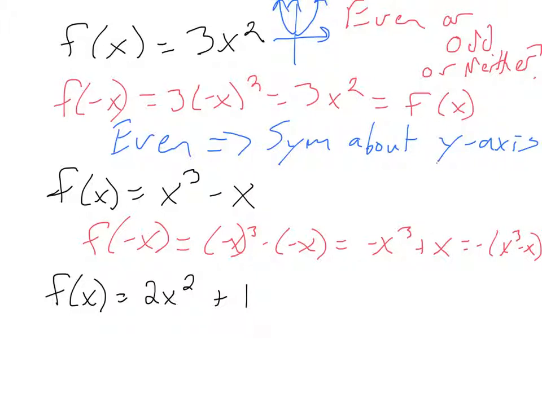So for this first one, if we evaluate f of negative x, we get the following expression. If we simplify this, negative x cubed is negative x cubed because it's an odd power. These two give me plus x. And if I factor out a negative, we see it's the exact opposite of this, right? Which means it is the exact opposite of f of x, right? And therefore, this is an odd function. And it has symmetry about the origin.